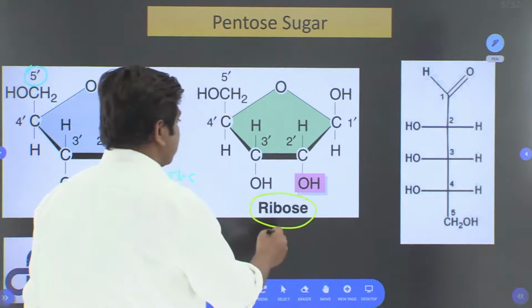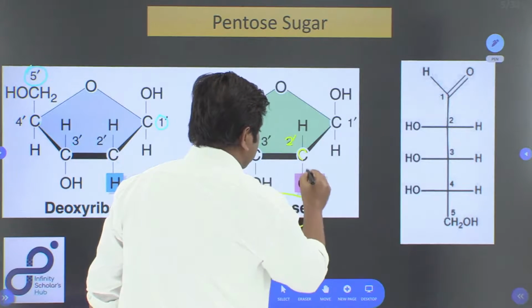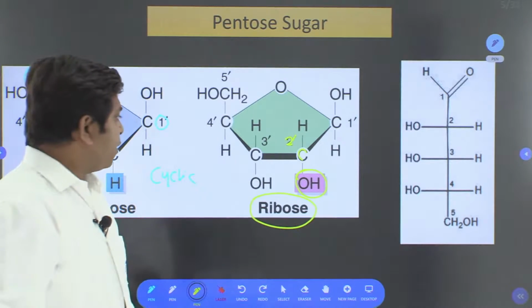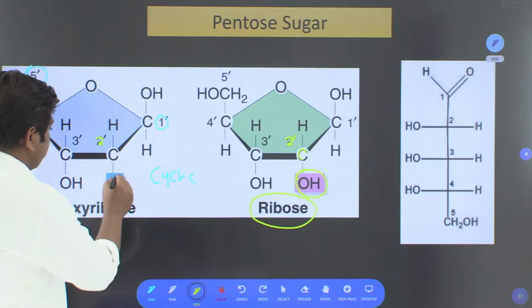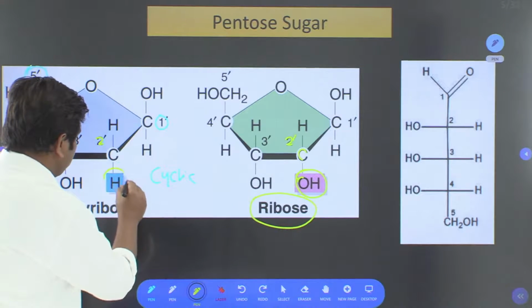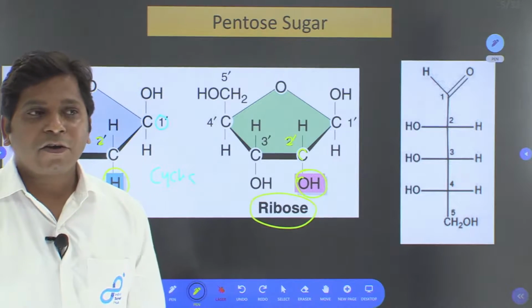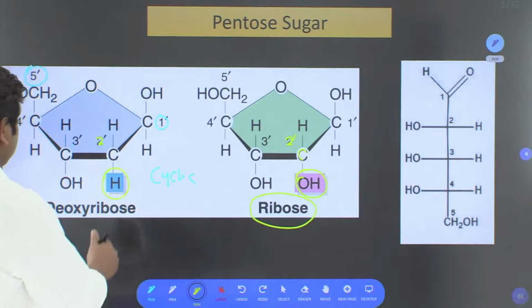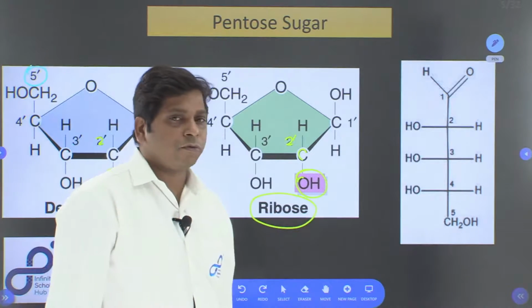If we look at the sugar ribose at the 2 prime position, this group that is present here is an OH group. But if we look at deoxyribose at the 2 prime position, one of the O groups is missing, and only an H group is present, and that is why it is called deoxy. Deoxy means deficient in one oxygen atom. So that is why this is called deoxyribose sugar, and this one is called ribose sugar.